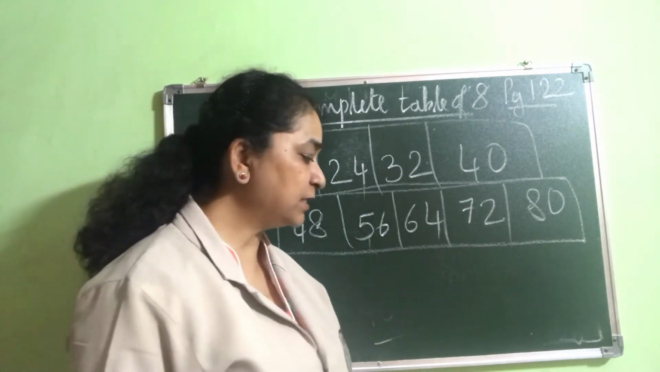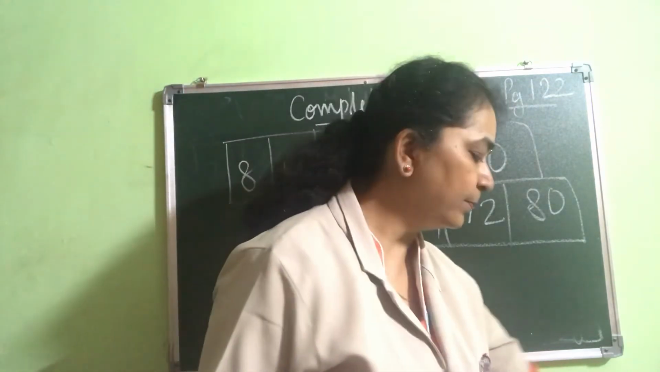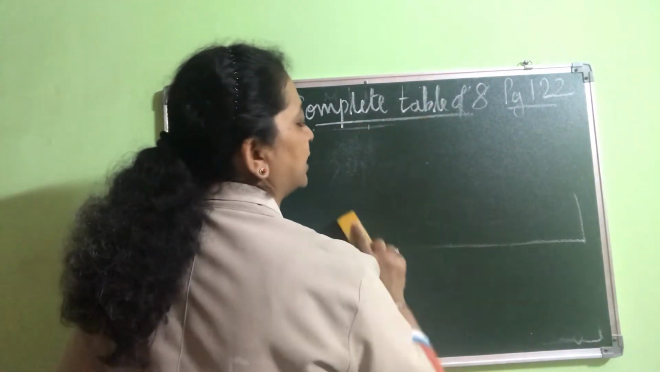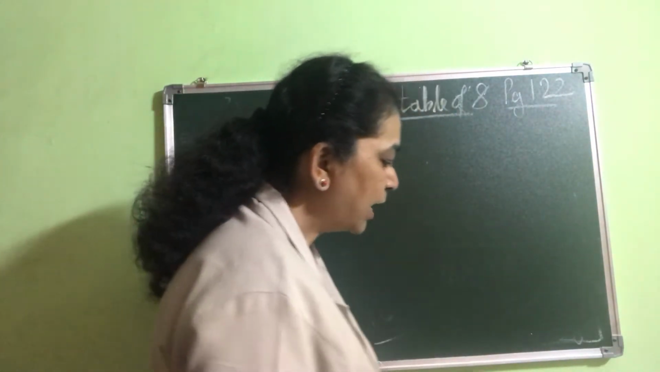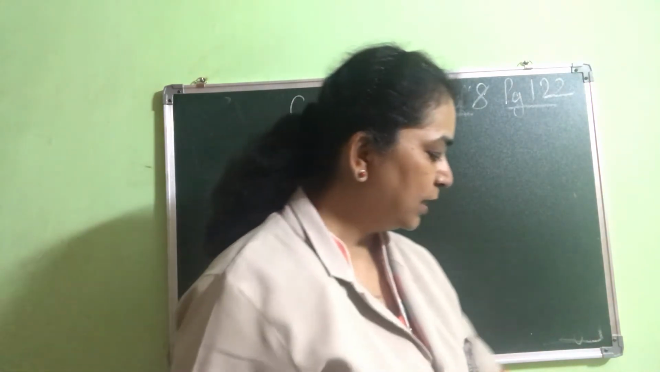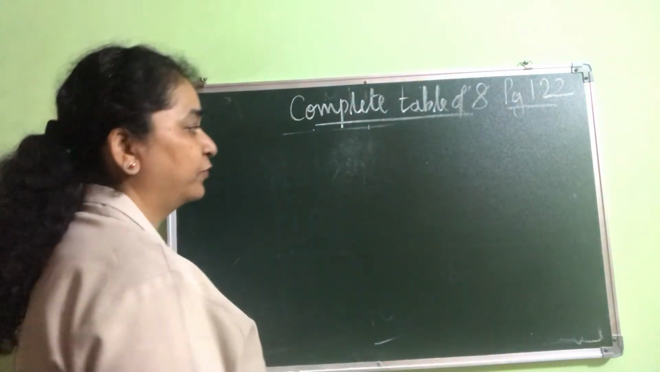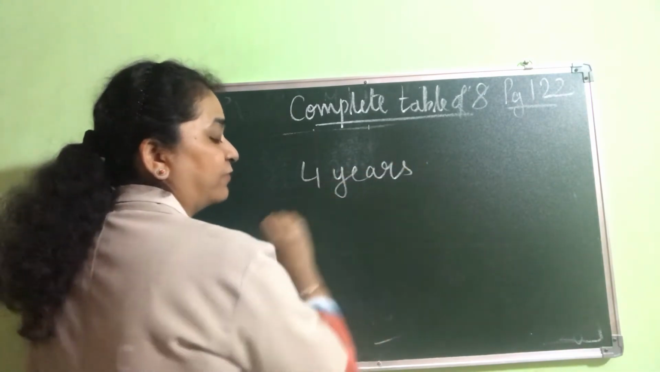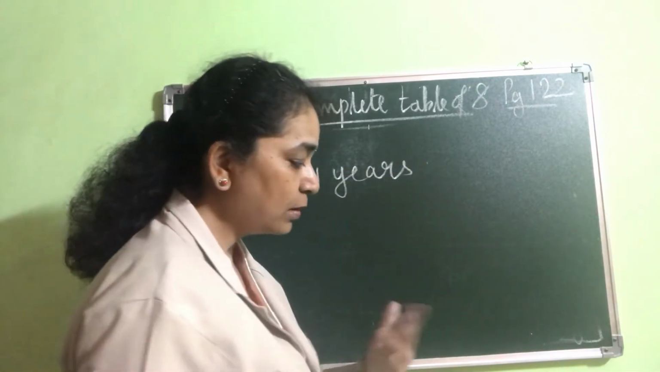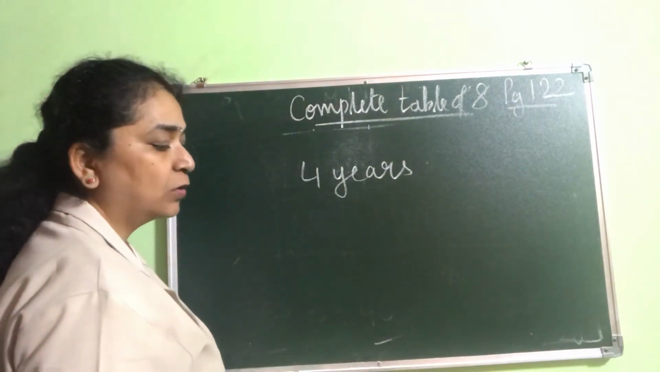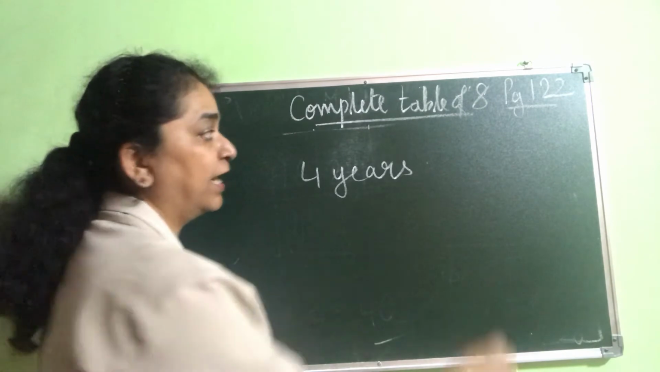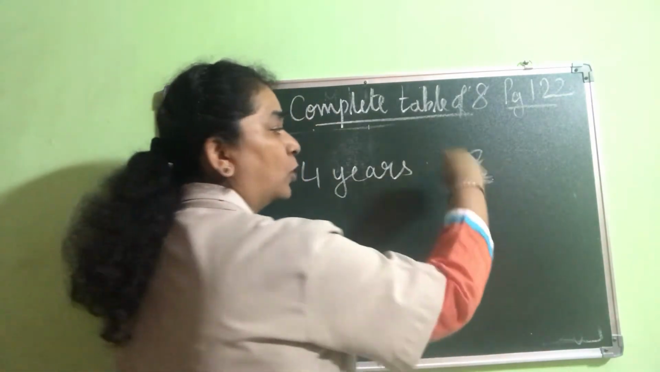Now next there is one word problem given. Let us discuss that word problem. What is given? Rahul is 4 years old. How many years? 4 years old. His father is 8 times older than him. So how much is his father's age? 8 times he is older.